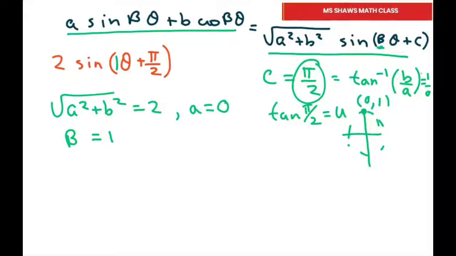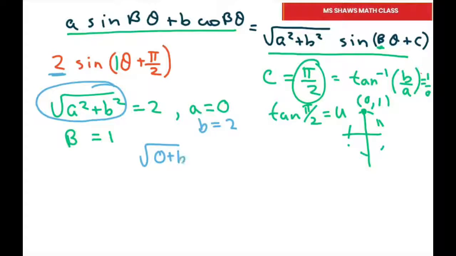And if my A is 0 and this has to equal 2 from there, then I know my B has to equal 2, because this has to equal 2. So you have basically square root of 0 plus b squared equals 2. We have to have 2, so therefore the square root of b squared equals 2. Therefore b equals 2. So now we just have to fill it in. I have my little a equals 0 from here because it's undefined.